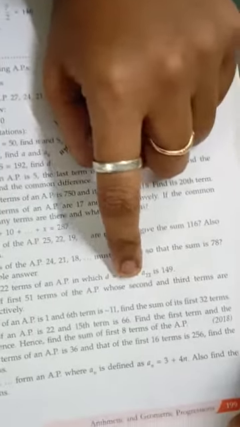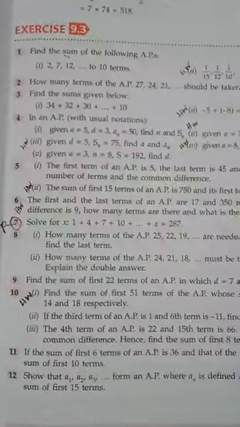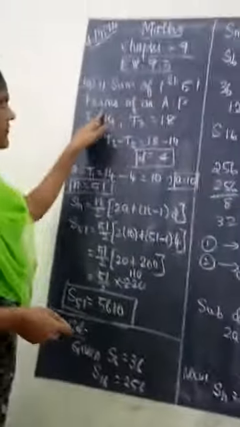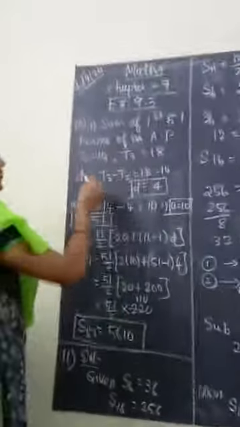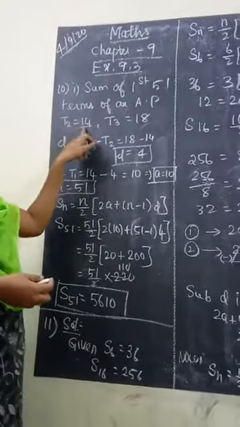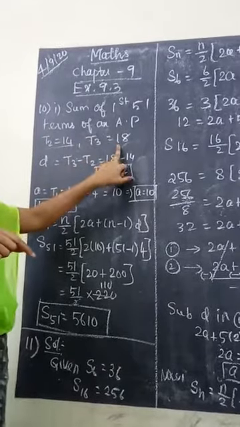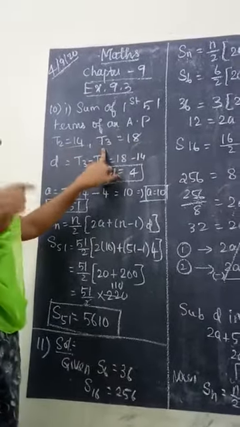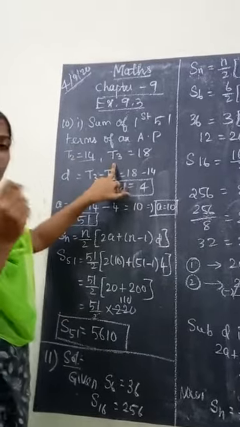So what is given? The given second and third terms. We need to find the sum of the first 51 terms. So listen here. What is given? Second term is 14, so T2 equal to 14. Third term is 18, so T3 equal to 18. Why are we taking T? Because it's a term. This is not a sum.